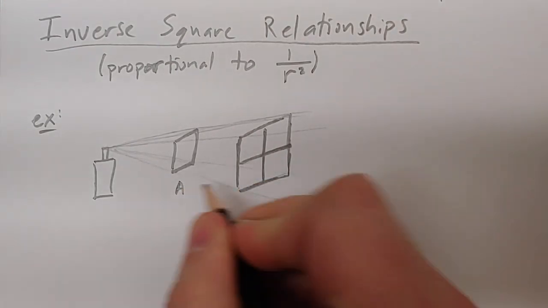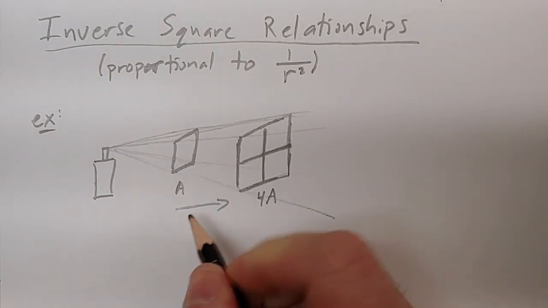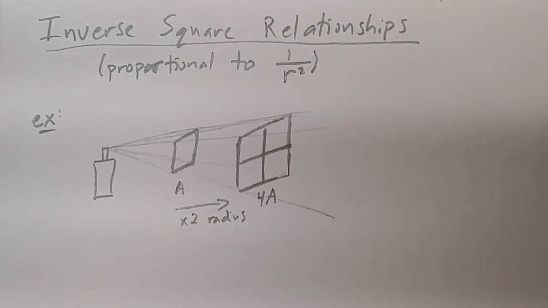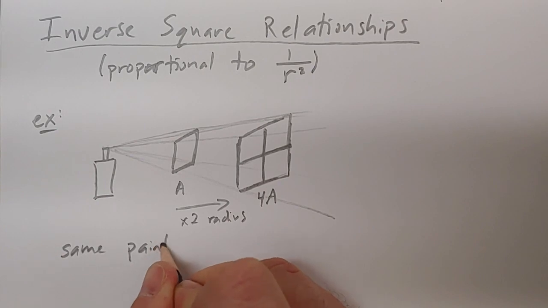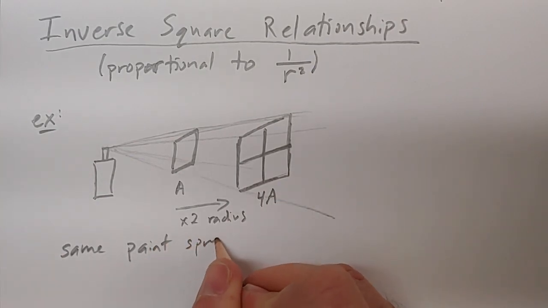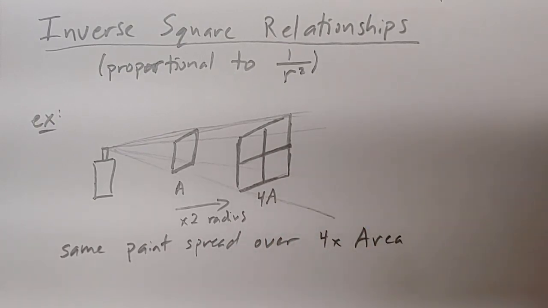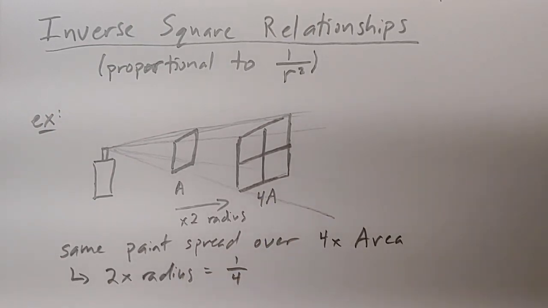So if this is area A and this has area 4A, and we've gone to double the radius from our spray can, what we've got here is the same paint spread over 4 times the area, which means that at 2 times the radius, we are going to get 1/4, which is just 1/2 squared the paint thickness.